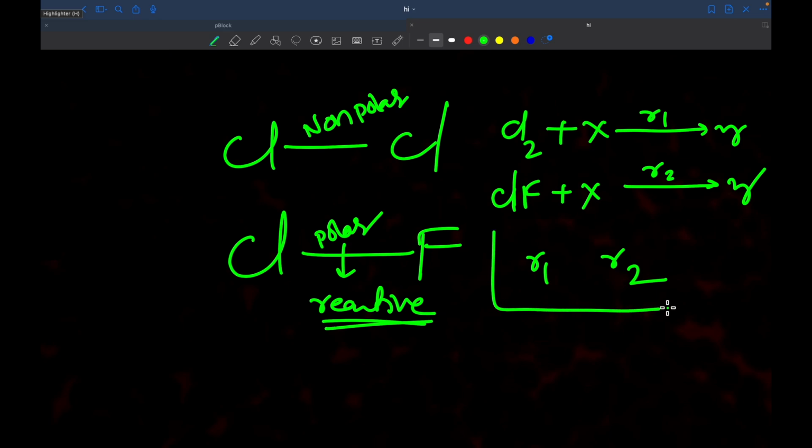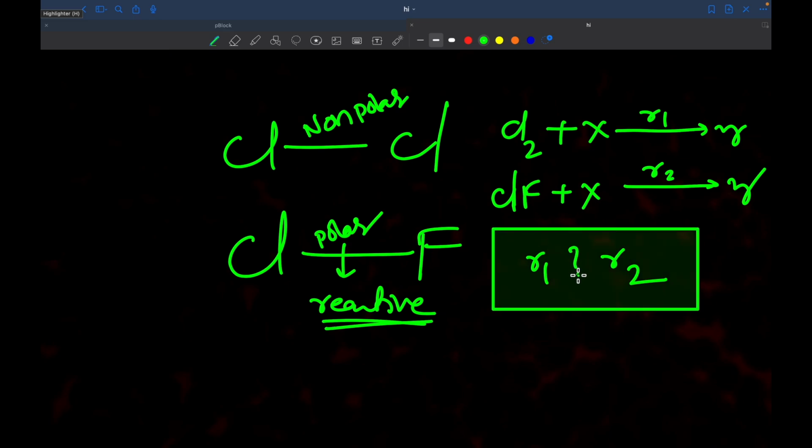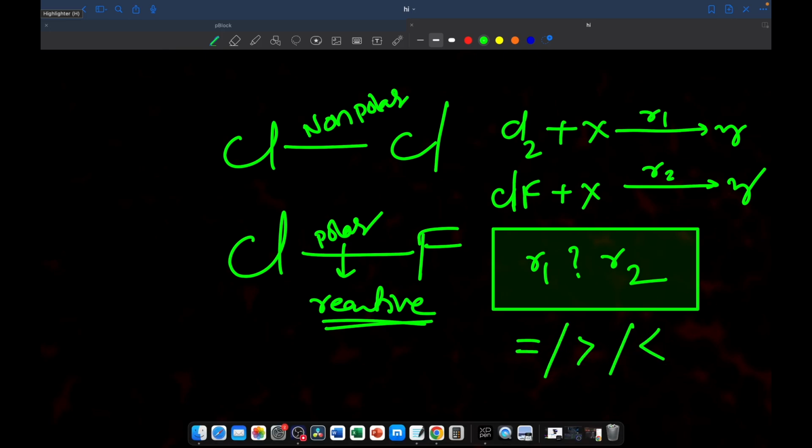Which one do you say? What is the answer for this question? What do you place here? Is it equal, or is it greater than, or is it less than?